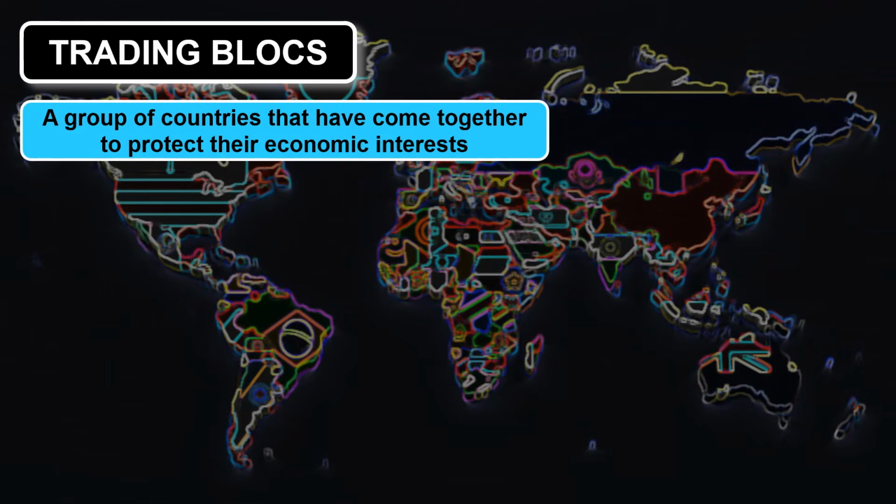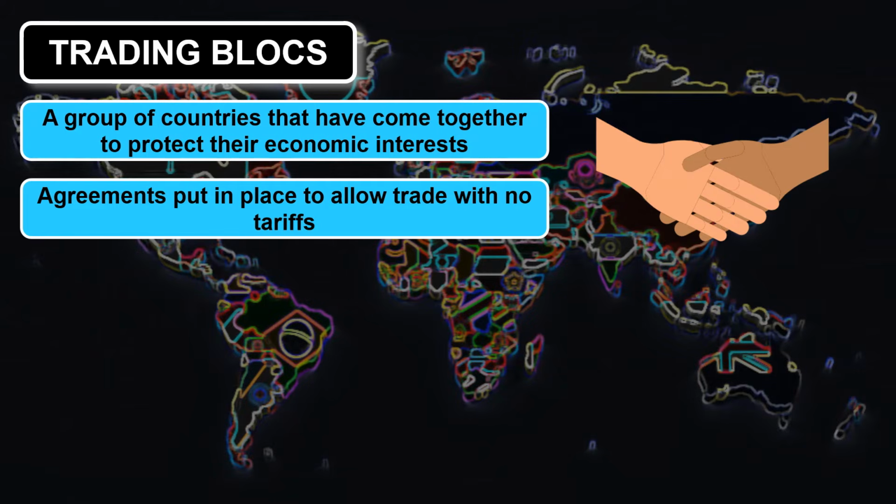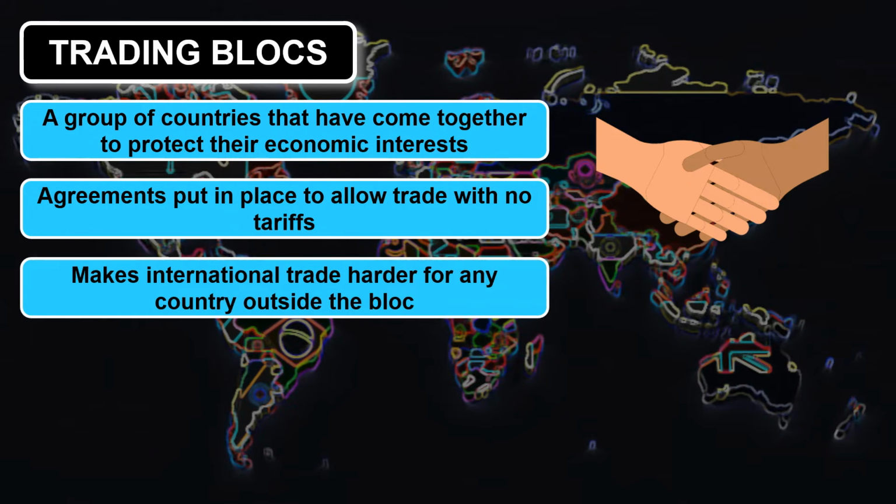A trading bloc is a group of countries in a geographical area, such as Europe, that have come together to protect themselves economically from countries outside of this group. They put agreements in place to allow them to trade easily with one another without any tariffs that we mentioned earlier. However, such trading blocs become barriers to international trade as they place restrictions on goods or services coming into the bloc from countries outside of that bloc and their agreement.